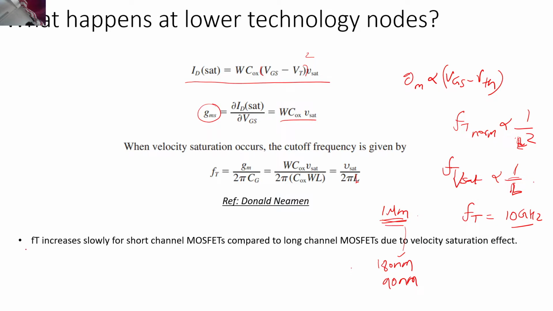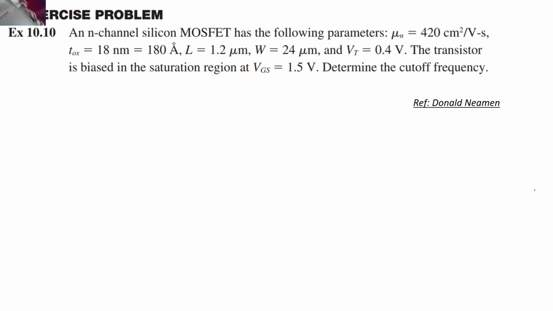So this is what I have written: FT increases slowly for short channel MOSFETs compared to the long channel MOSFETs due to the velocity saturation effect. So what do I mean by increase slowly? When I am improving my technology node from, let's say, 180 nanometer to 90 nanometer, I had thought my FT will increase by 4 times, but right now it is just going to increase by 2 times because I have just decreased the L by a factor of 2, right? So this is the only thing that I want you guys to understand.